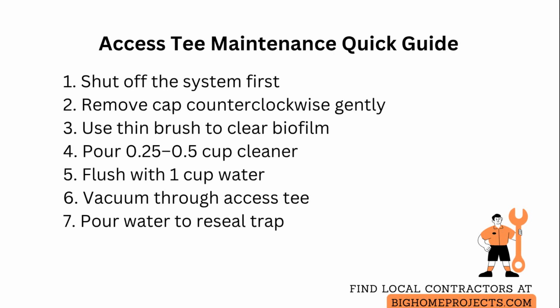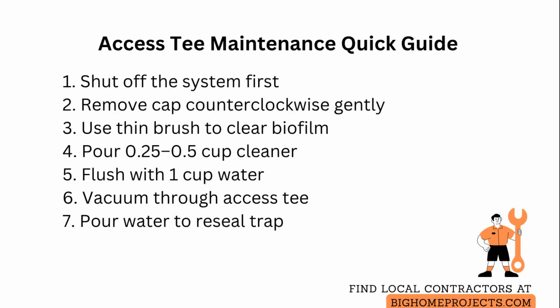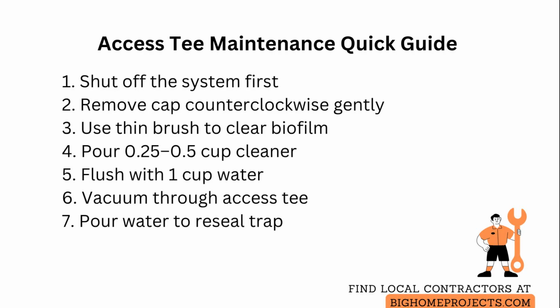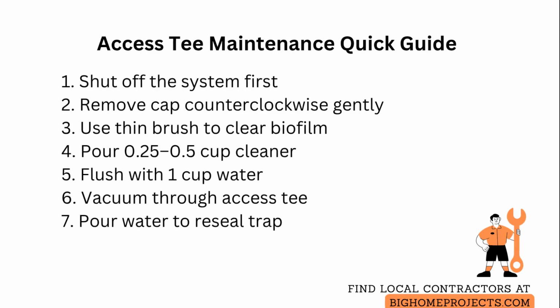When performing a condensate line vacuum, remove the cap and use a vacuum adapter or a wet vacuum hose to draw water out through the access point until the trap is empty. Then pour a small amount of water back through the T to reseal the trap.